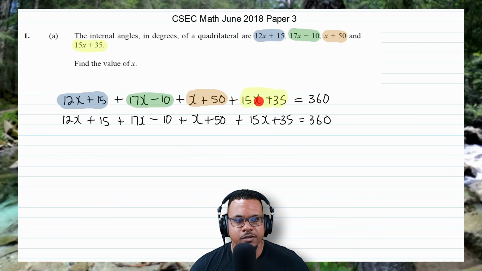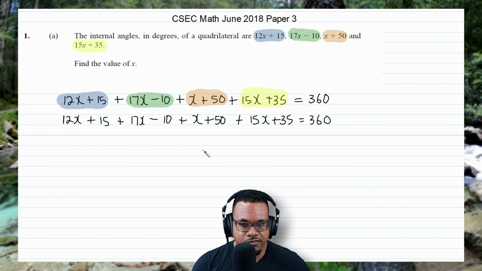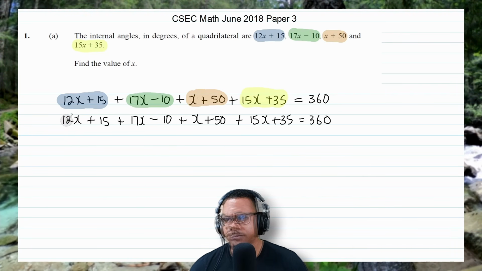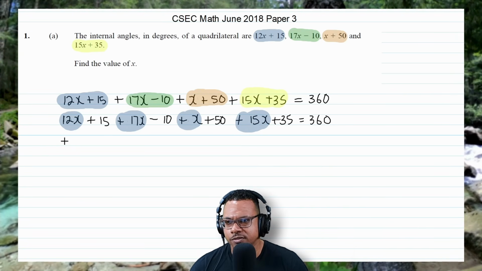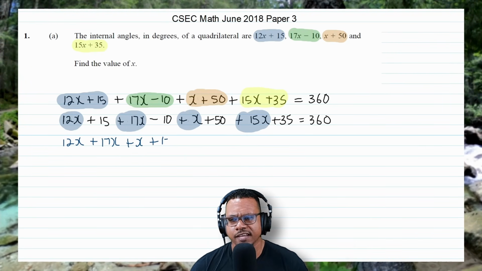Now I just wrote over the stop line down here because now I want to bring the like terms together. So I'm going to bring all the x's together. And just remember, the signs in front of the number is part of the number. So I'm going to have positive 12x, positive 17x, positive x, positive 15x. So let's write those out. So positive 12x, positive 17x, positive x, and positive 15x.